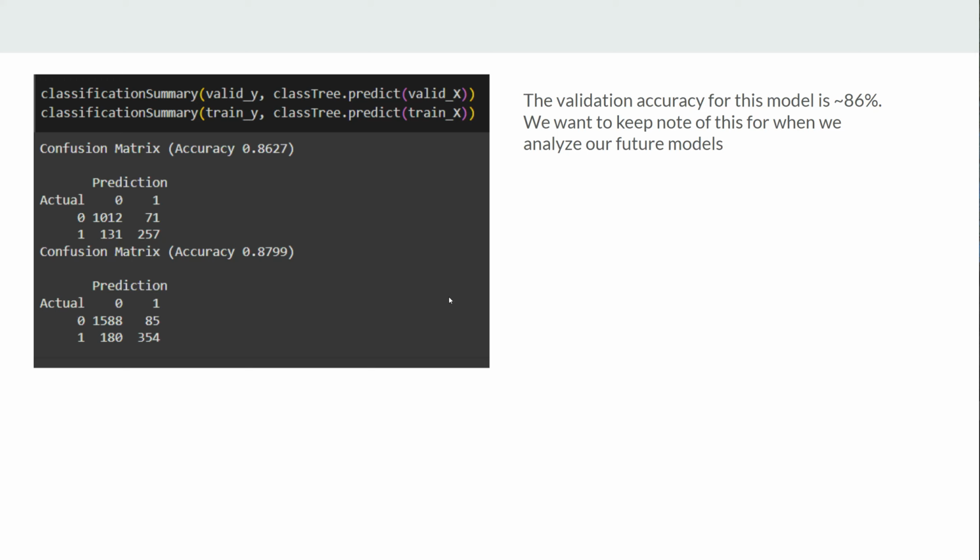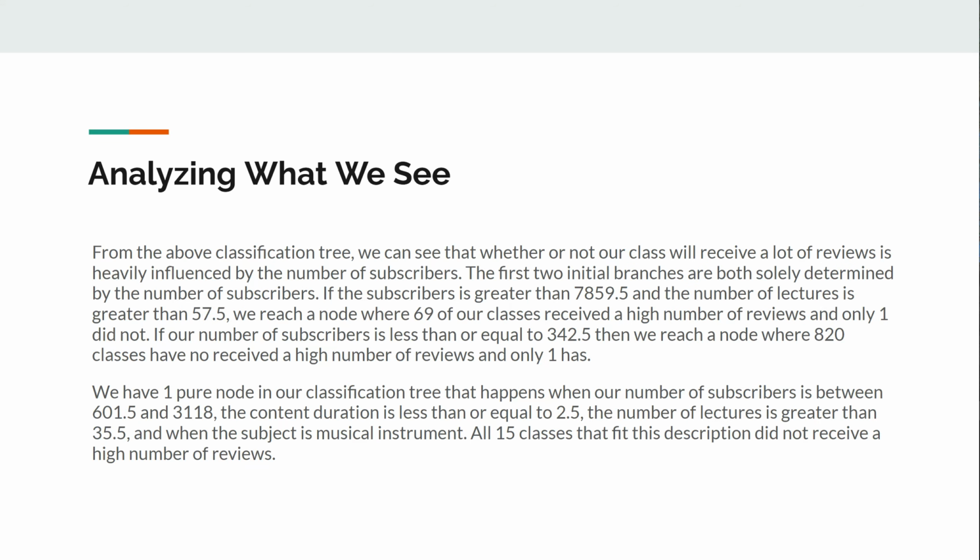This is our accuracy metric for the validation data, about 86%. Analyzing what we see, this is what we just went over: how we get to some of these nodes, what they mean, and how to interpret the tree.